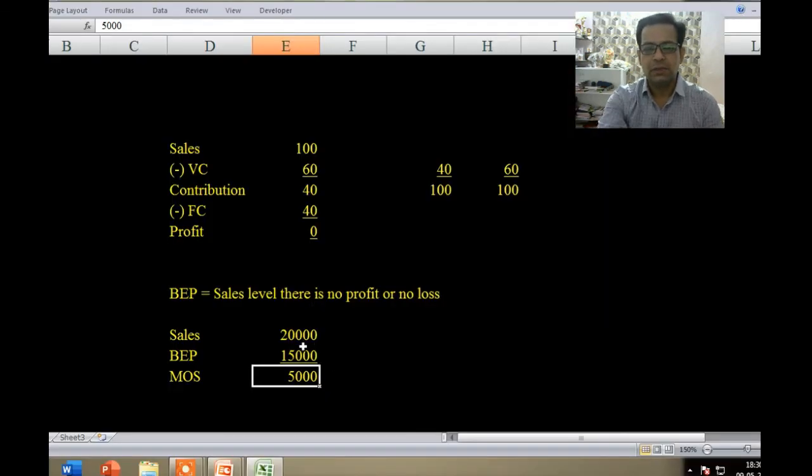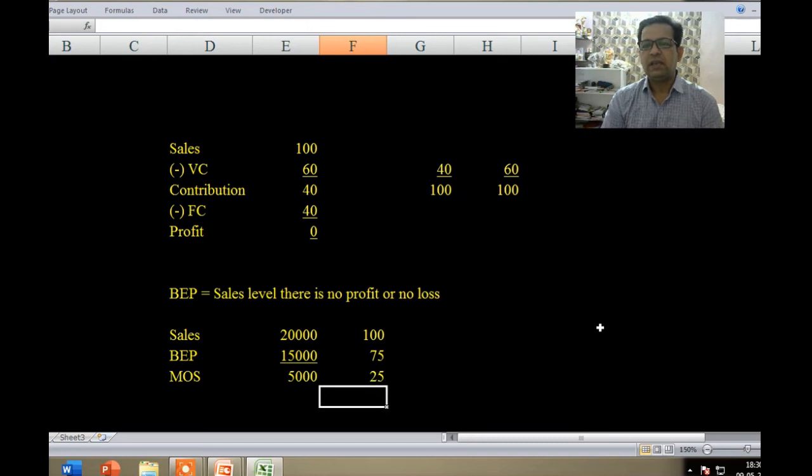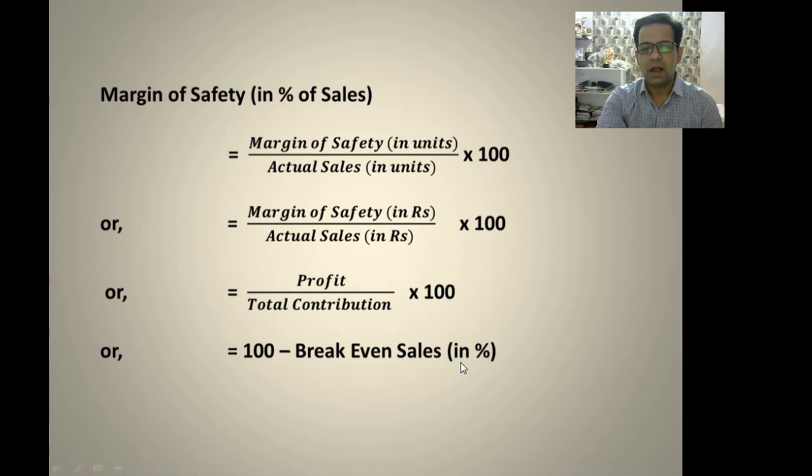Let's go back to this and have a look at this. If I say that my sales are 100% and my break-even sales are 75%, automatically my margin of safety sales will become 25%. How did I get this? Sales minus BEP, and we need to understand that BEP plus MOS is 100%. BEP plus MOS, 15,000 plus 5,000 is 20,000. That's how this last formula has been created. 100 minus BEP sales in percentage, we get this.